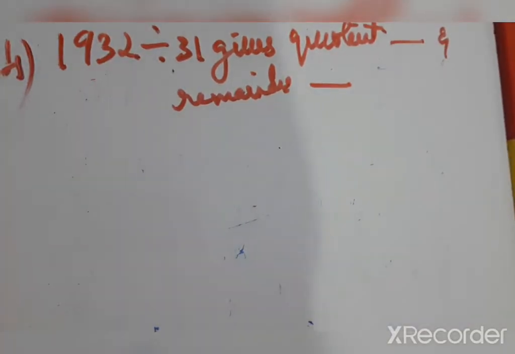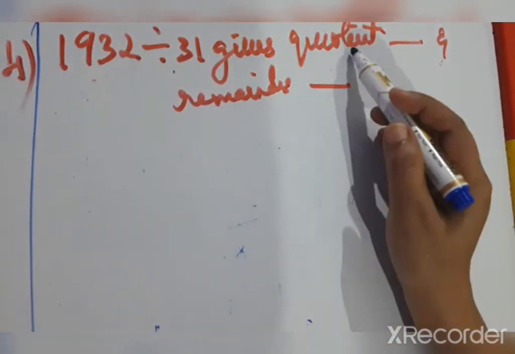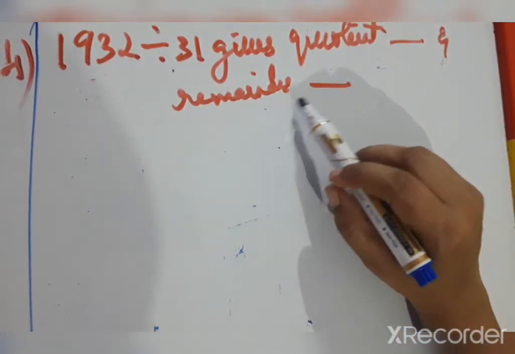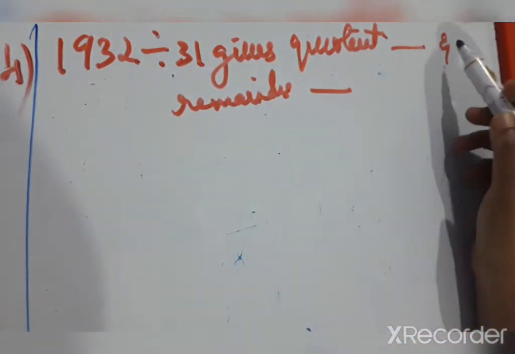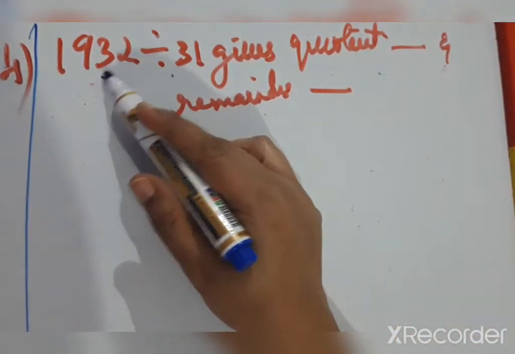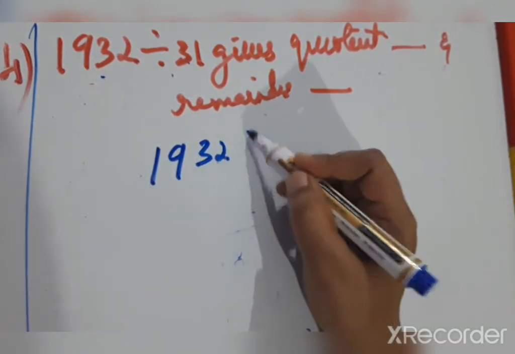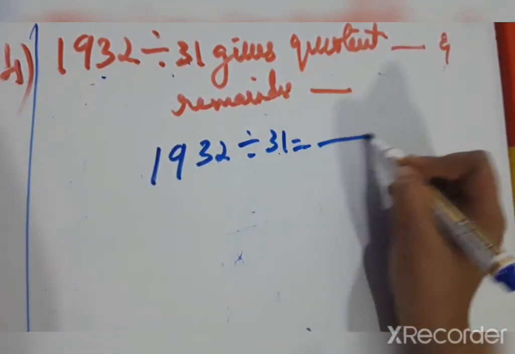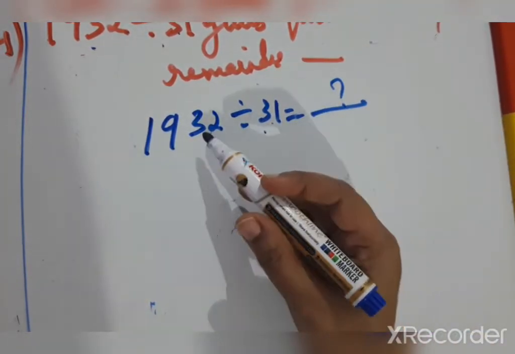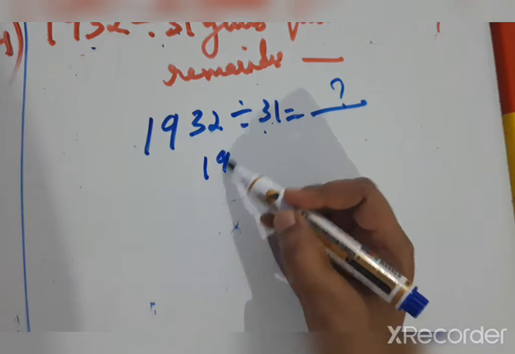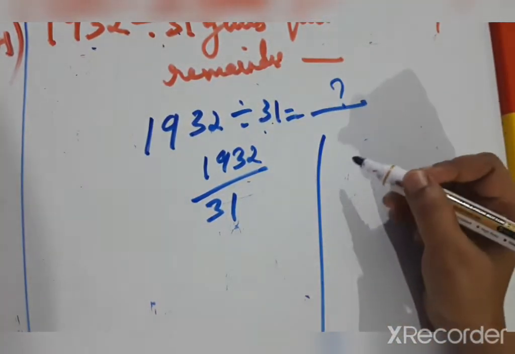Now the fourth question. 1932 divided by 31 gives quotient dash and the remainder is dash. So here they have directly given the division. So 1932 divided by 31, how much is the answer? First find the quotient by division. After finding the division we get the remainder also.